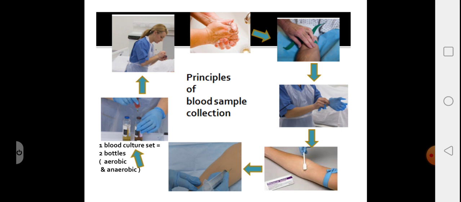So here we have to remember that from one site we are collecting 1 blood culture set, which includes 2 bottles. Usually it is 1 aerobic blood culture bottle and the other is an anaerobic blood culture bottle.